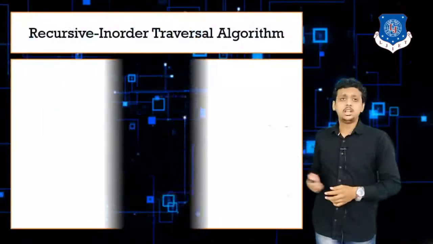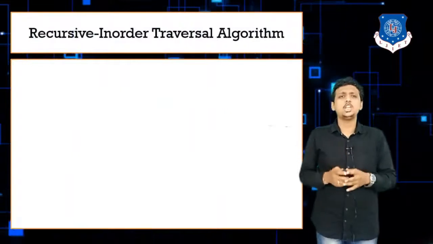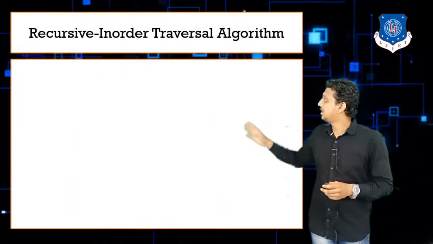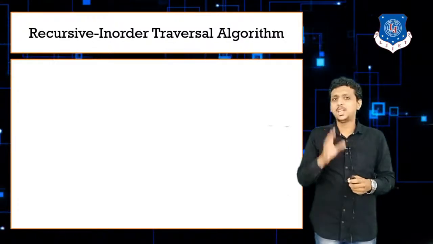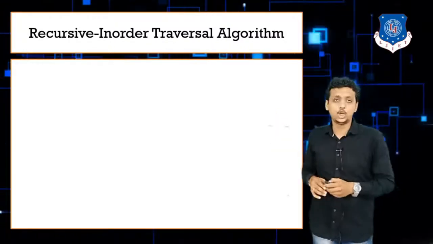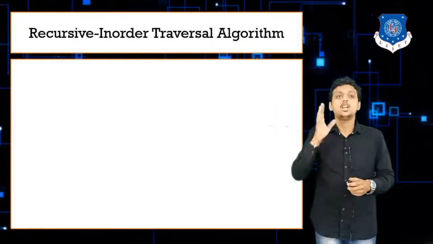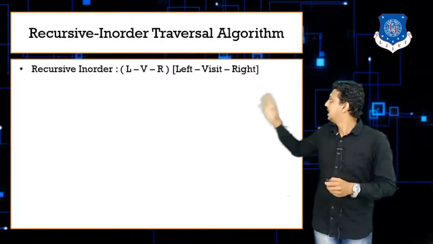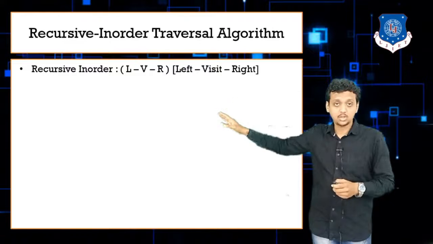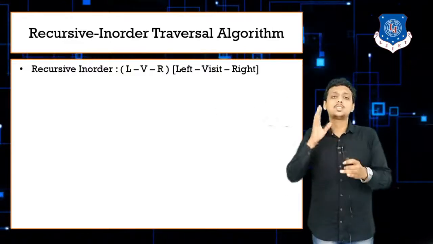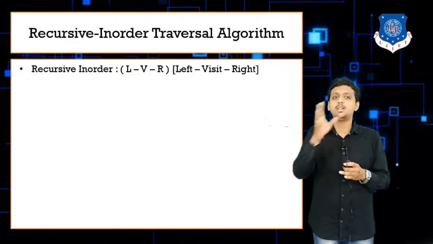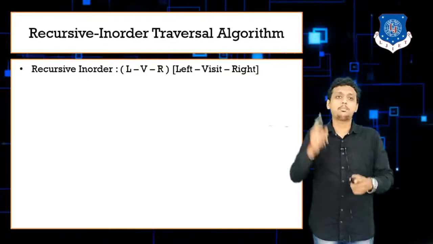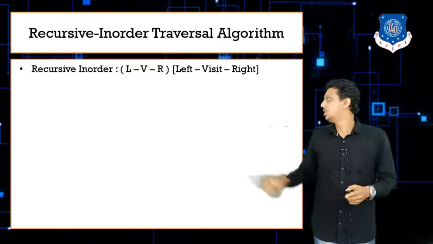So students, here we have the recursive in-order traversal algorithm. If you can understand the recursive pre-order traversal algorithm, then it is very easy to understand the in-order, because in in-order the traversal is Left, Visit, Right. So first you need to go towards the left side, then visit the node, and then move towards the right side. Just remember the steps for the pre-order algorithm and you can write this down very easily.